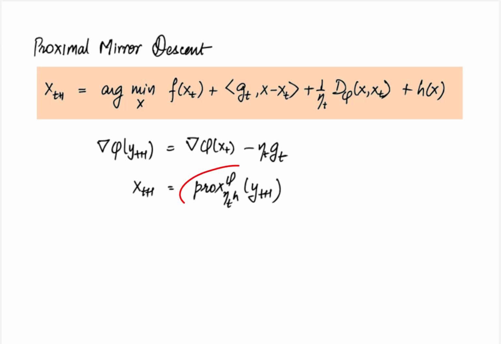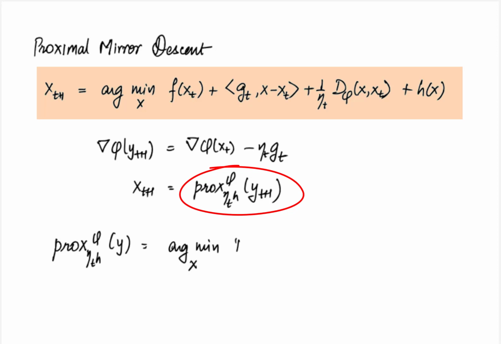So the Bregman projection is replaced with the Bregman proximal operator, which is given by prox with respect to eta h, phi of y equal to argmin over x of D_phi of x comma y plus eta_t h of x. So as usual, if h is the indicator function, then we recover the classical mirror descent algorithm, but in general this is the generalized mirror descent.